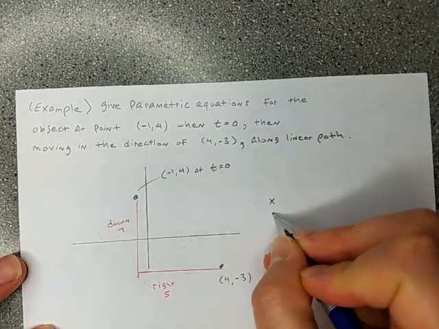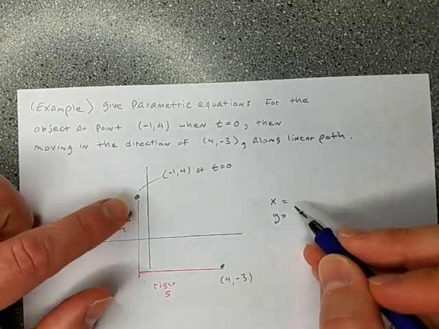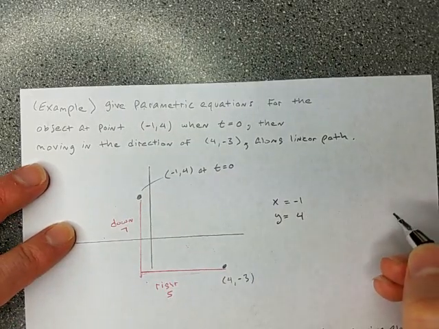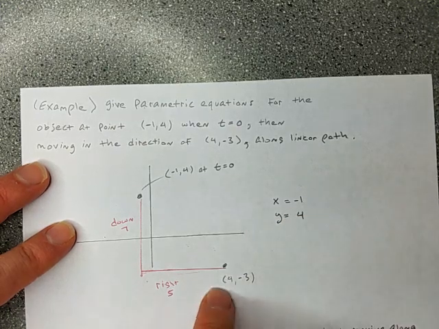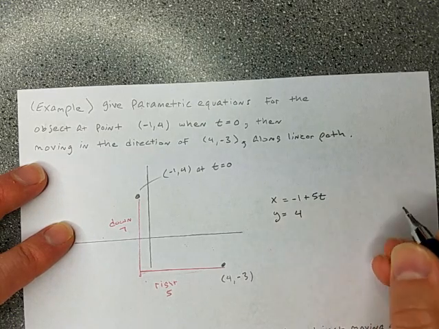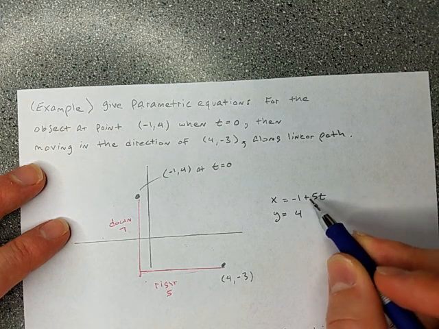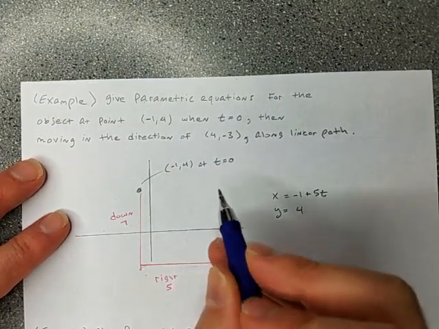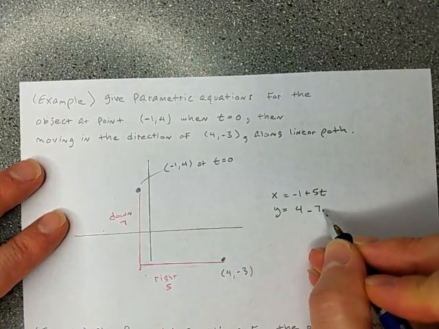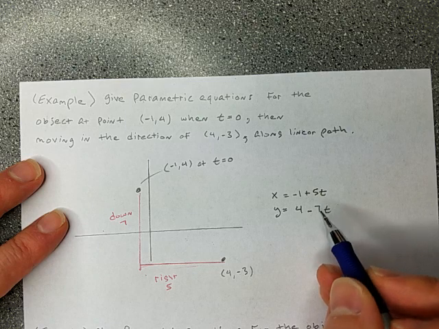We can say x and y equal this. Put some constants here that represent where you want to be when t is equal to 0: -1 for x, 4 for y. And then horizontally, we're moving right 5. So say plus 5t. Start at -1 for x, move right 5. That's how you can read that. And for y, start at 4 and move down 7. Okay? So this will do it.